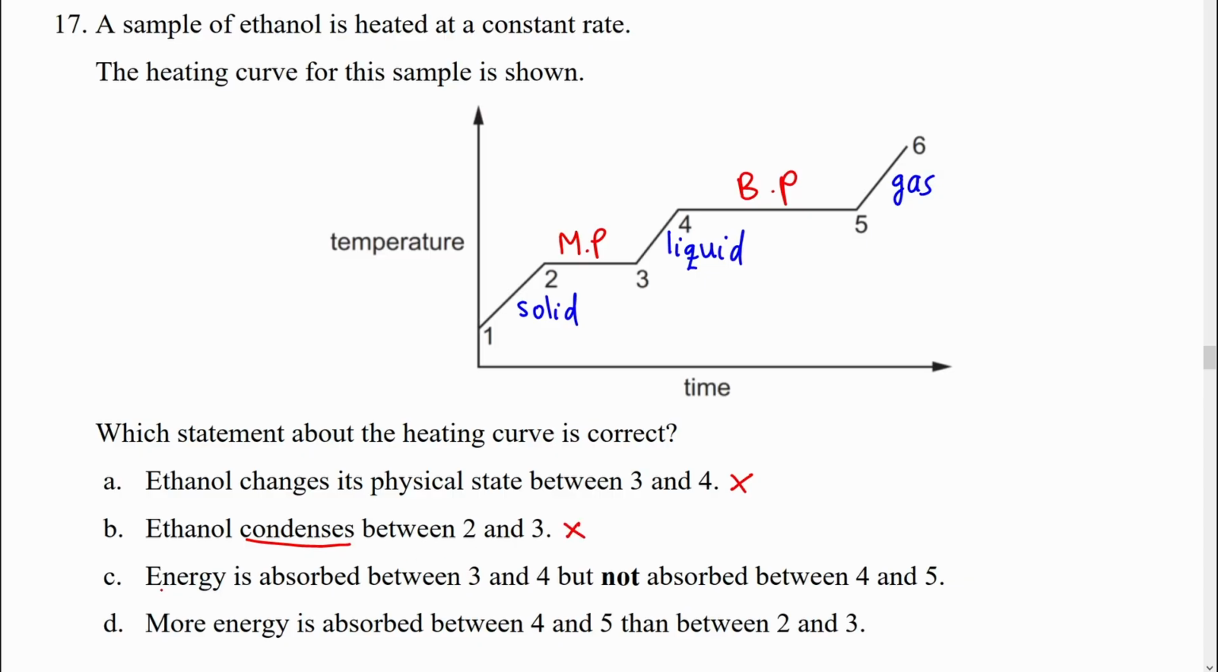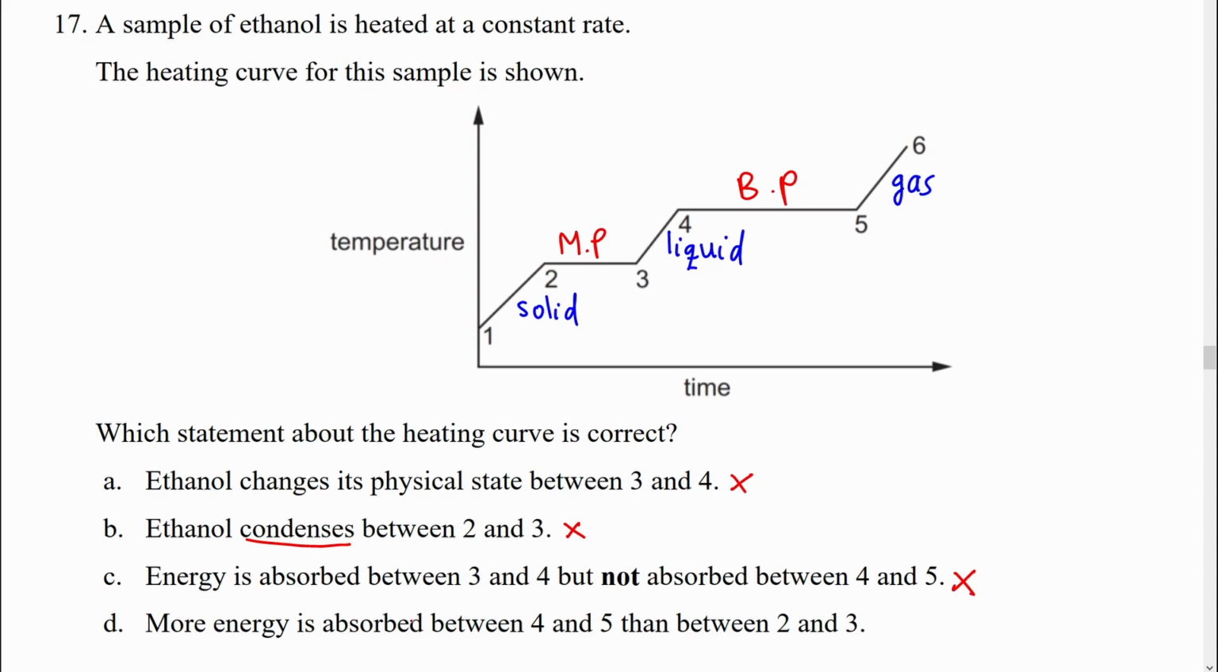Option C, energy is absorbed between 3 and 4, but not absorbed between 4 and 5. In a heating curve, the temperature always increases, so that means energy is absorbed in all of the stages, right? Between 1 and 2, 3 and 4, and 5 and 6. So this option is also wrong.